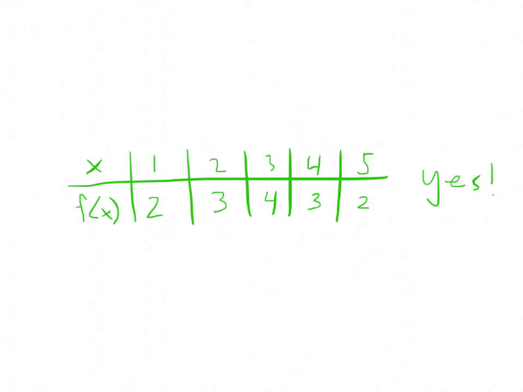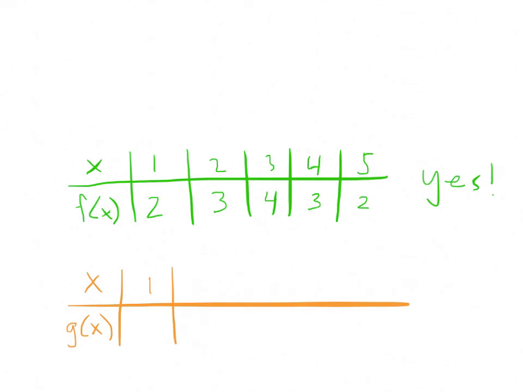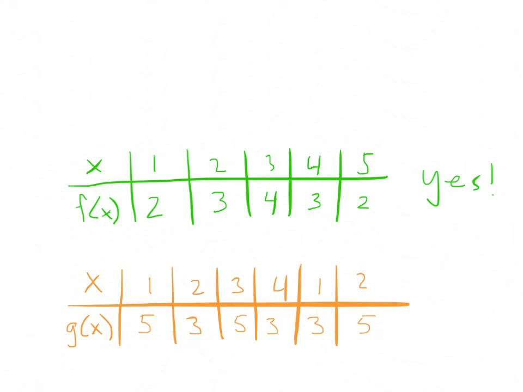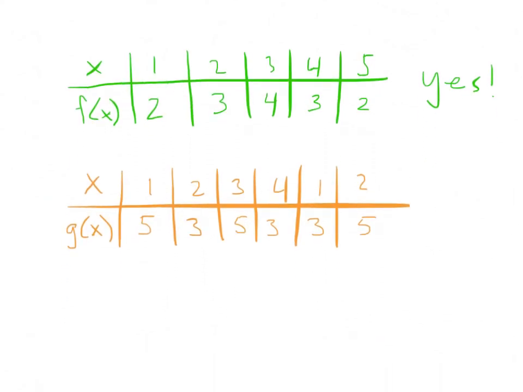Let's look at another example. What if this time I did x versus g of x, and this time I did 1, 2, 3, 4, 1, 2, and got back 5, 3, 5, 3, 3, 5. Same question, is this a function? In this case, we can tell that the answer is no.